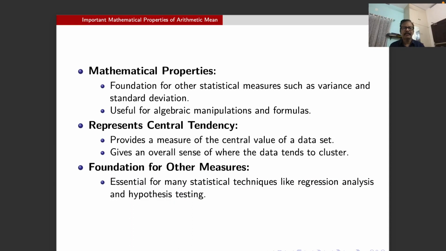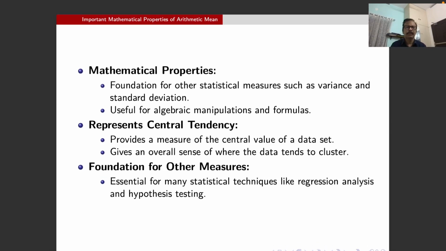There are several statistical methodologies where we use the arithmetic mean as a good average. So consequently, this enjoys more of the desirable properties of a good average, even though it has some demerits also.